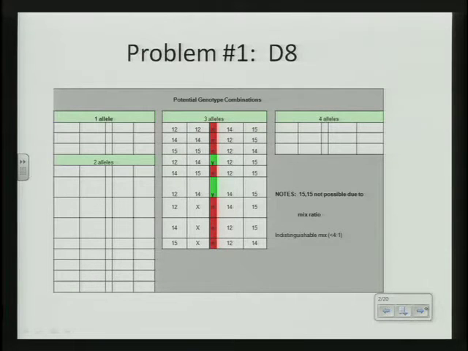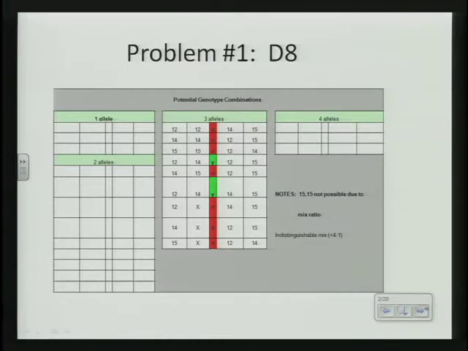So problem number one, looking at D8, and this is just a copy and paste from the Excel worksheet that we use. I don't have in here, off to the left side, the autofill of the alleles that were present, but from there it just autofills this. In this case, from D8, there's 3 alleles present, the 12, 14, and the 15. So in the 3 allele middle box there, it gives every combination of how you can have 3 alleles.